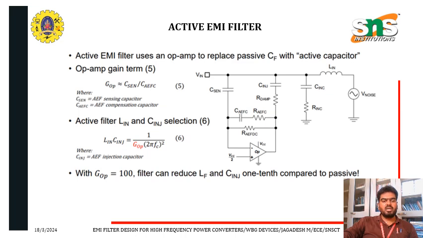LIN times CINJ is equal to 1 by (GOP times 2 pi FC) whole squared, where CINJ is the AEF injection capacitor. With GOP equal to 100, the filter can reduce LIN and CINJ to 1/10 compared to passive.